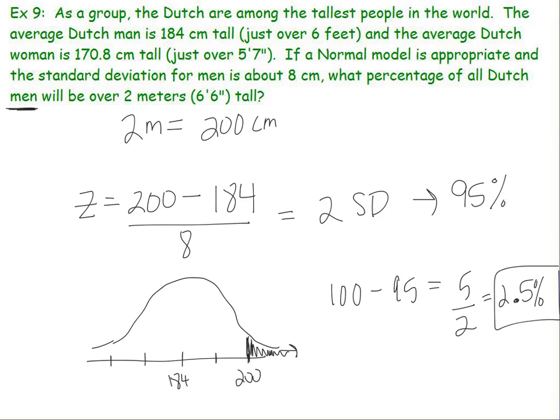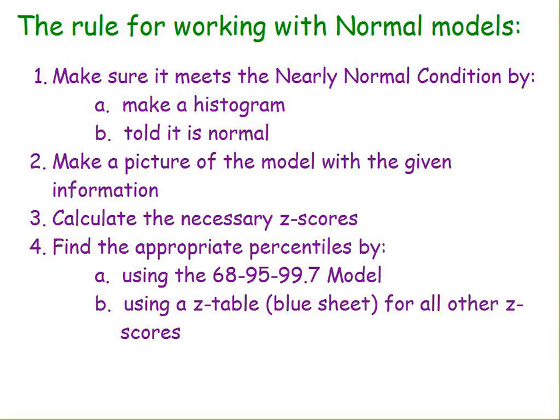So that was how we used a combination of everything. We converted it to a z-score, and then we looked at what percentage. Now, let's look at the general rules for working with these normal models. The first rule, make sure it meets the nearly normal condition. I will tell you right now, you should be told somewhere in the problem that it's okay to assume it's normal. I won't give you anything more challenging than that.